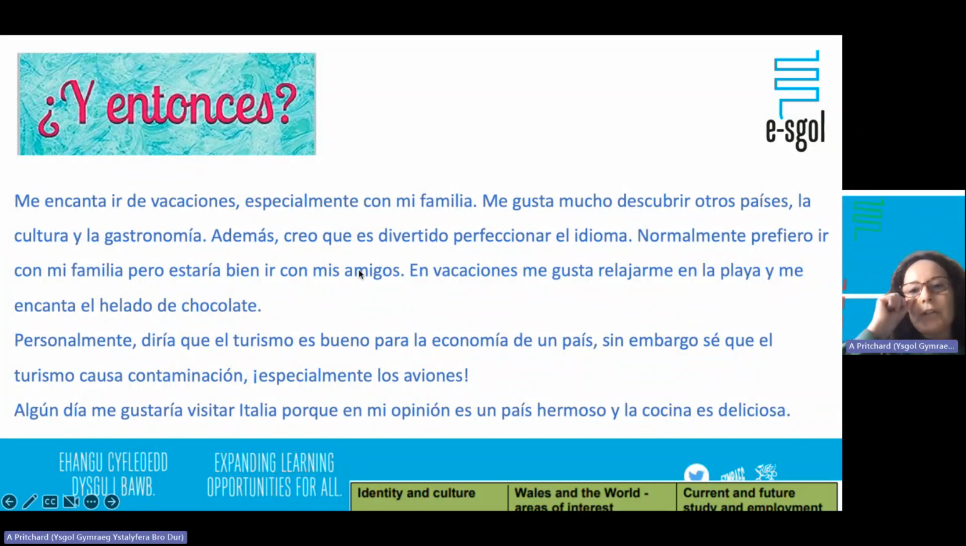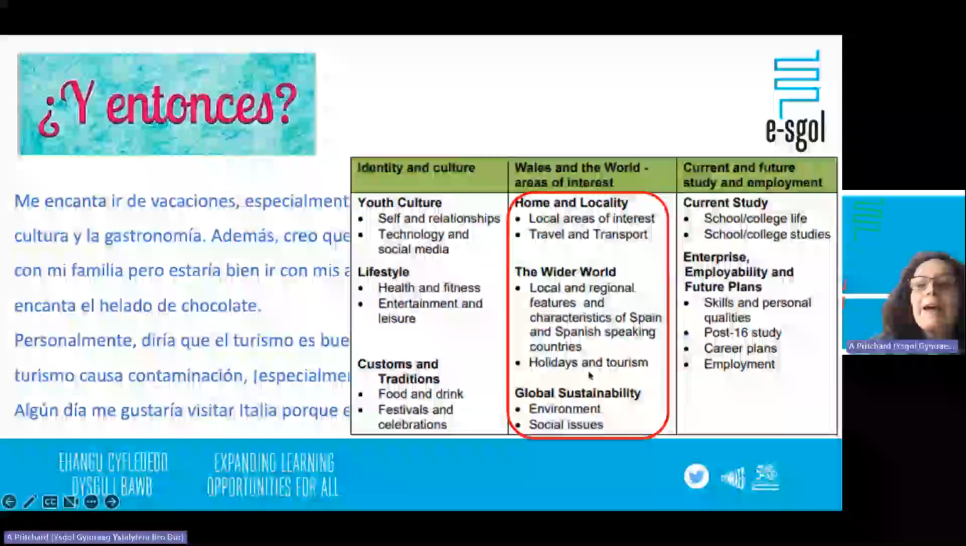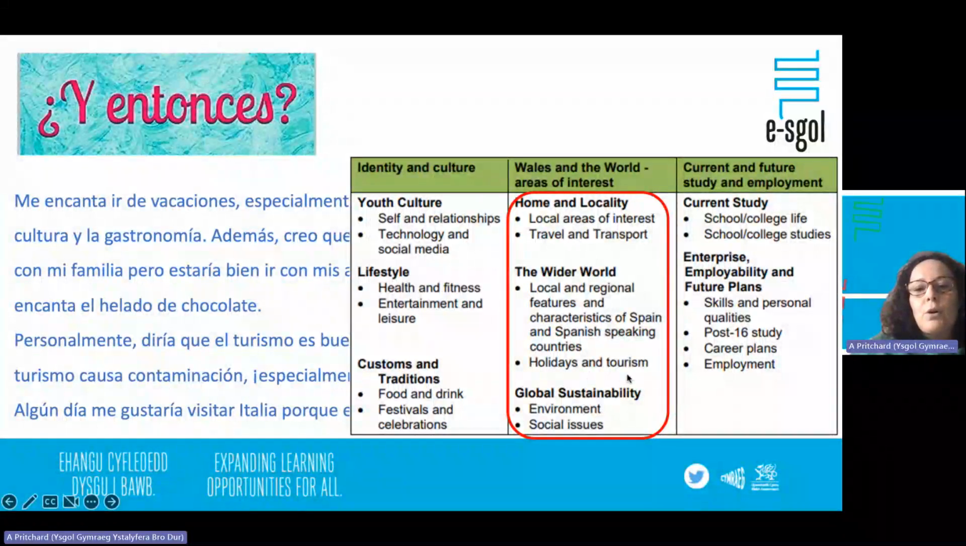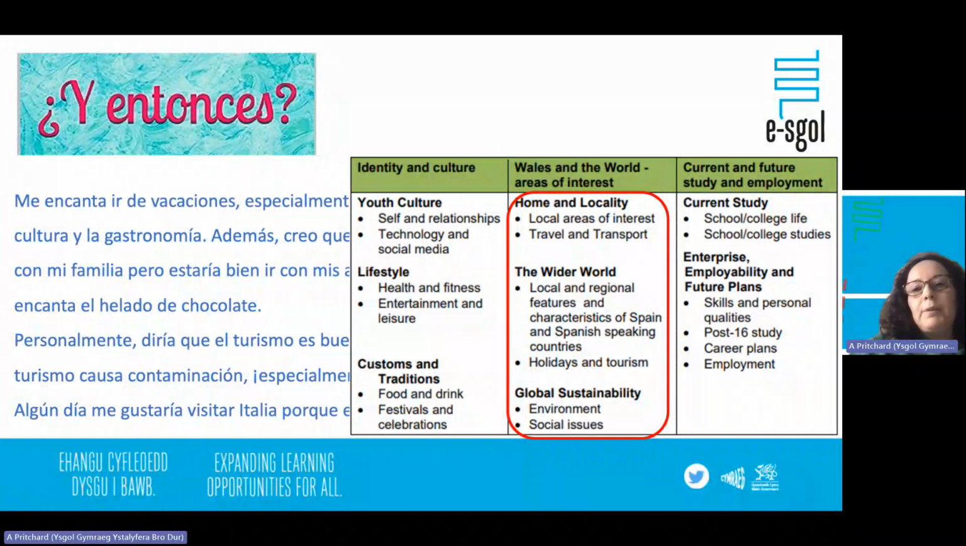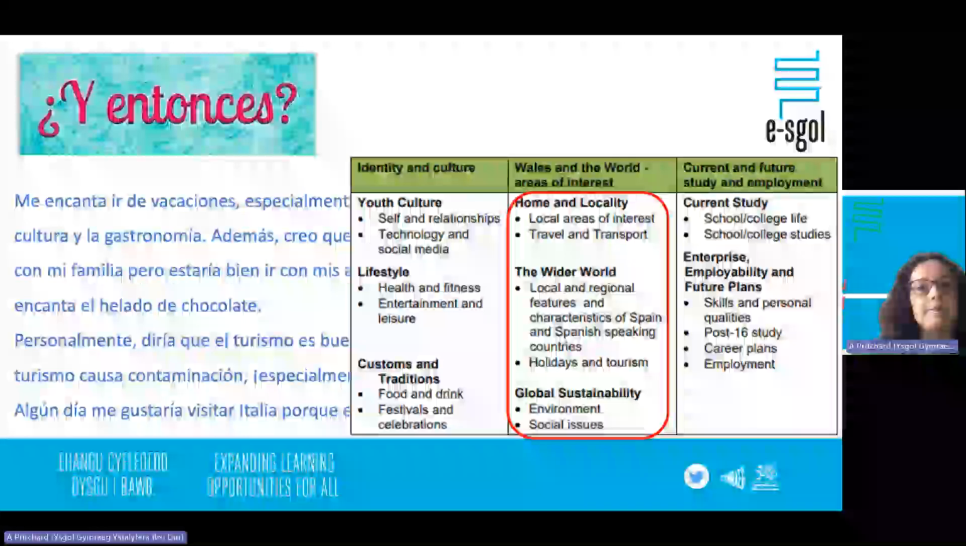So here, this one is focusing on the middle column, primarily holidays and tourism, but you saw there was a little bit about environment. And if I were you, I would include a bit more about travel and transport as well, and possibly local and regional features and characteristics of Spain and Spanish-speaking countries. You can put in a bit about wherever you like to visit in Spain, Madrid or Barcelona, or maybe some Latin American countries, just to show some cultural awareness as well of Spain and Spanish-speaking countries. Okay, so that's the second example.